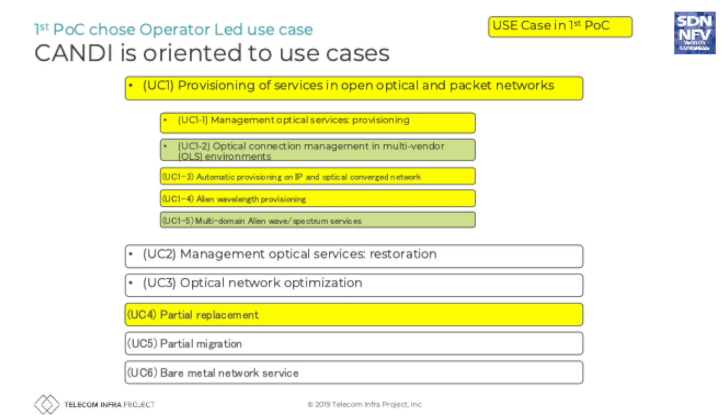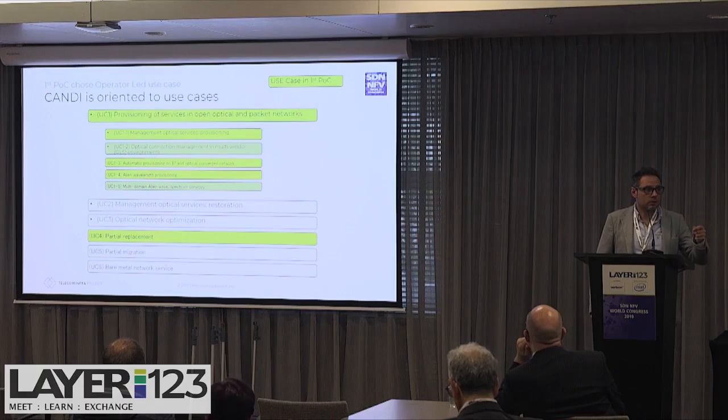So the first one may seem more obvious. This is providing, for example, a layer 2 VPN service that at some point requires a new bandwidth, so you need to trigger the creation of an optical connection for that bandwidth.